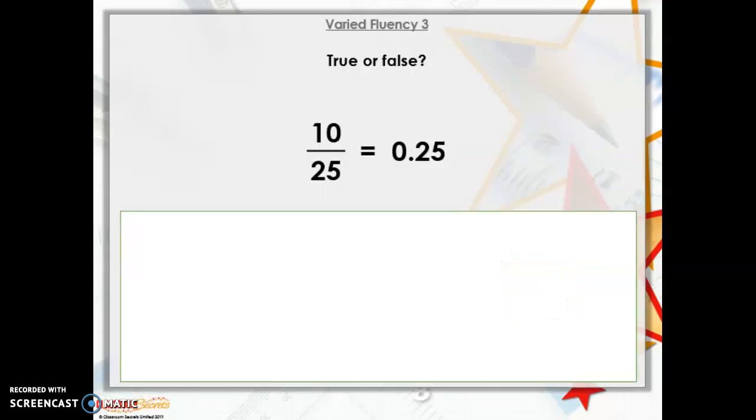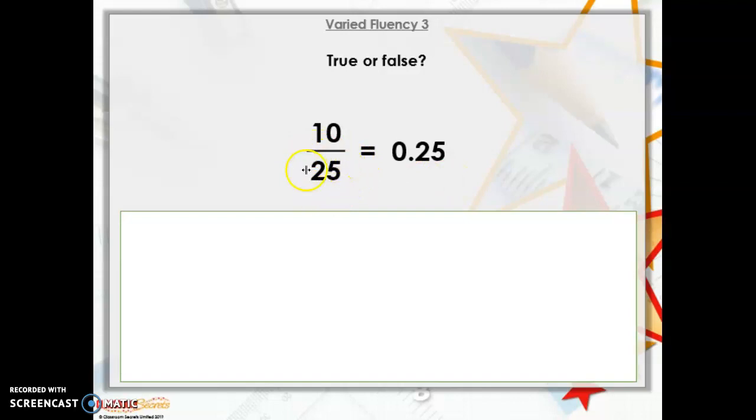All right. Another question. True or false? 10 over 25 is equal to 0.25. What do you think? Okay, I'm hoping you don't fall for the trick and say yes. Just because you see a 25 here, you think, oh yes, that's the answer, because it is false. It is not the answer. The reason it is not the answer is because this is not in hundredths. You need to change it to hundredths before you can convert it to a decimal, okay, or a percentage.